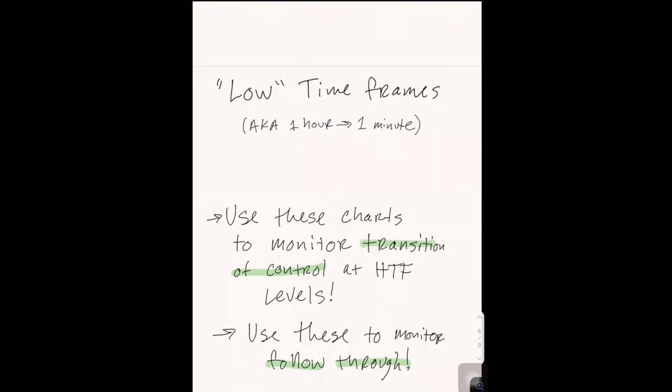Your low time frames, like your 1-hour chart all the way down to your 1 minute, are used to monitor the transition of control or transition at high time frame levels. So you use your low time frames to monitor transitions in price action. A transition starts on your smallest time frame. For most retail traders, that is the 1 minute chart. The transition starts there. And then it has to do something called follow through, which I'll explain in a moment.